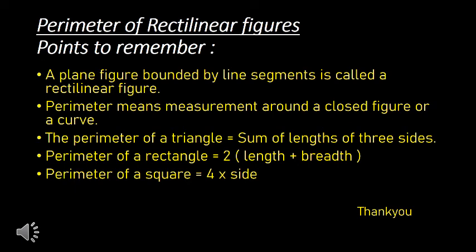For example, in order to find the perimeter of a triangle, we should add all the sides of the triangle. In order to find the perimeter of a rectangle, we should add the length and the breadth of the rectangle twice. In order to find the perimeter of a square, we should apply the following formula, that is 4 into side.